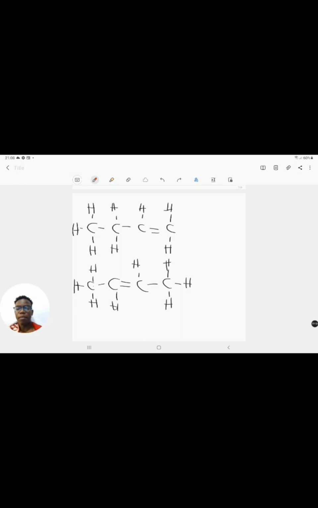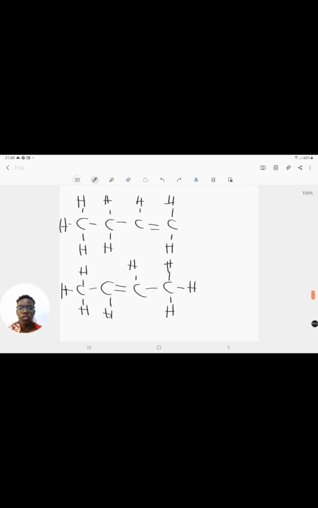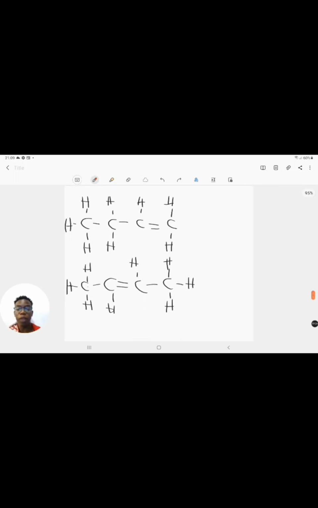You can either number from left to right or from right to left, but you have to make sure that the direction you choose is the one that gives the smallest number closest to the functional group. Let's demonstrate that. If I'm going to number my carbon atoms, let me start from left to right: this is 1, this is 2, this is 3, and this is 4. And if I go from right to left, this is 1, this is 2, this is 3, and this is 4.